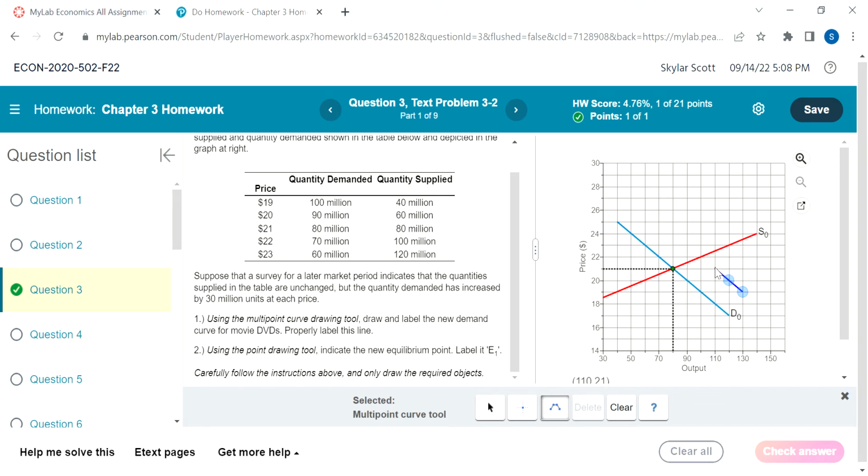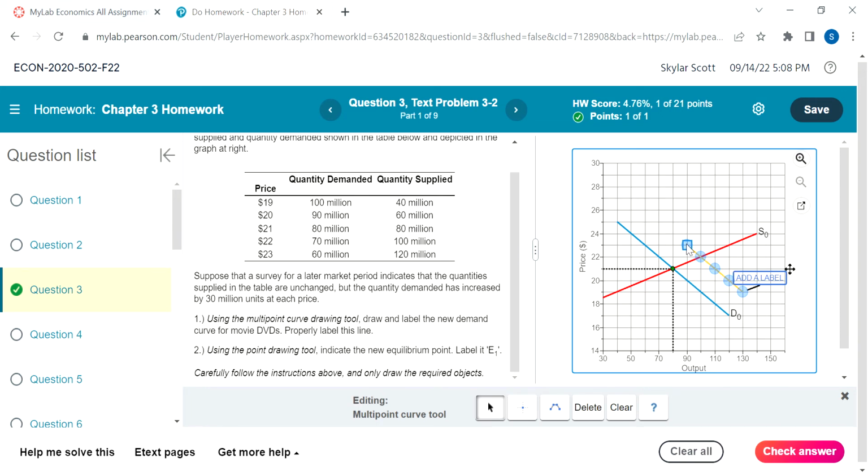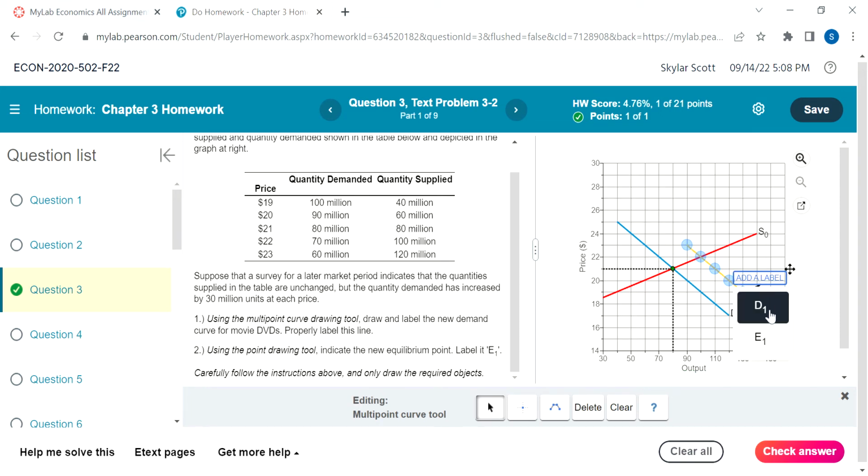21, 22, and finally 23. When you're done drawing your curve, you're going to go ahead and hit the exit key. It's then going to prompt us to add a label, and this label is going to be D subscript 1, which is going to show the later demand curve after the increase of 30 million units in quantity demanded.